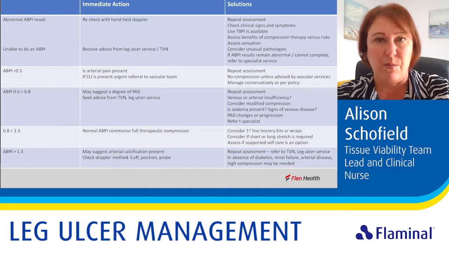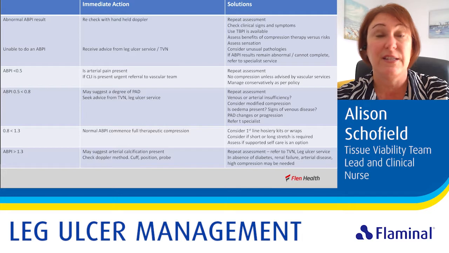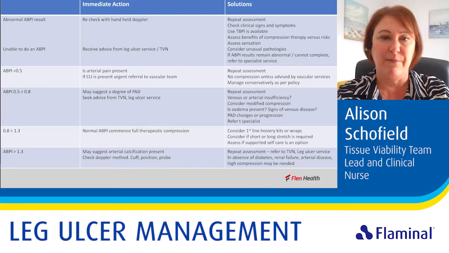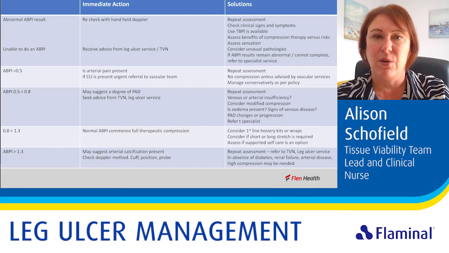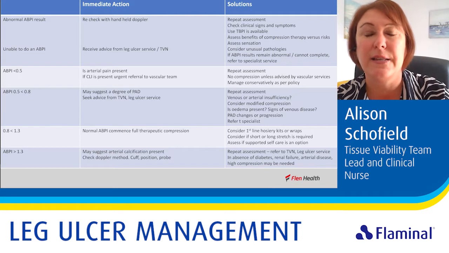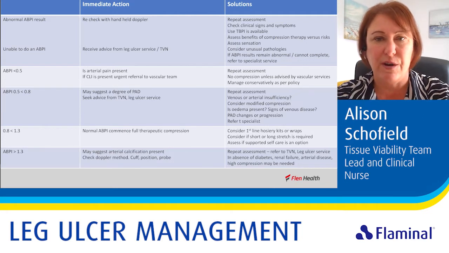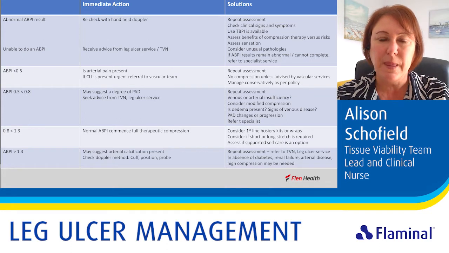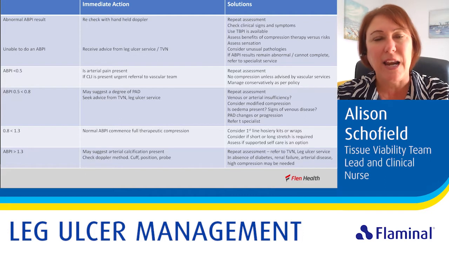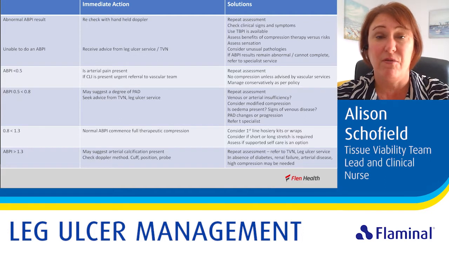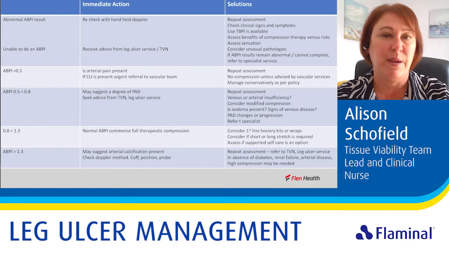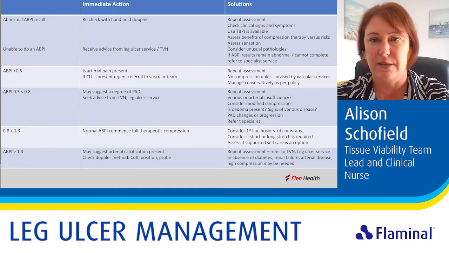We don't apply compression at this point unless we are advised to do so by our vascular services after the patient has seen them. If there's arterial pain present and if there's signs of critical limb ischemia, then we need to do an urgent referral to the vascular team. If the ABPI is between 0.5 and 0.8, it can suggest a degree of peripheral arterial disease, so seek advice again from your specialist. It might be a tissue viability nurse like me or your Leg Ulcer service.